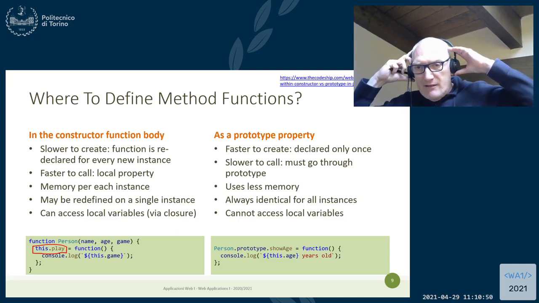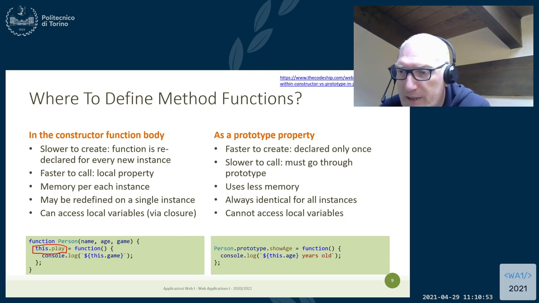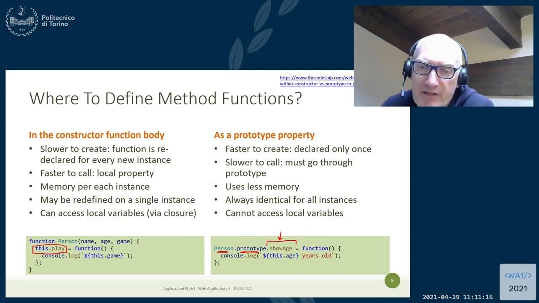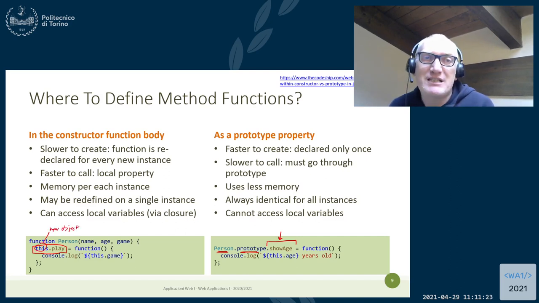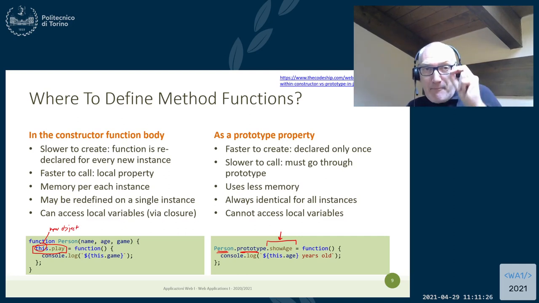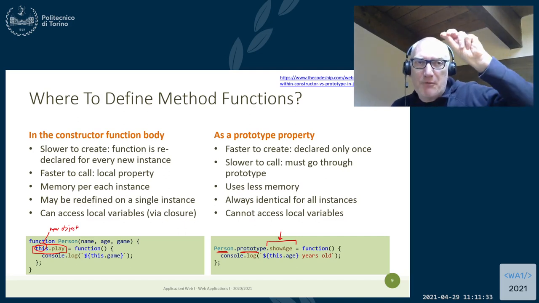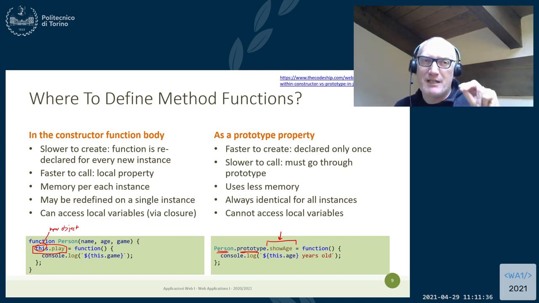And this syntax can also be substituted by setting a property on the prototype of the function. So person is still a function. It contains a prototype attribute. And we can add a property to the prototype object. What is the difference? The difference is that this is the new object. So every time we create a new object, we create a property on that new object with the value that we want. So that property is replicated locally on each and every object that has been created.